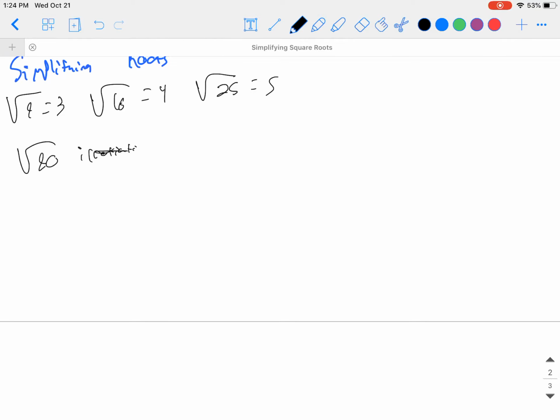Remember, this is irrational because if we take this square root and put it into the calculator, it is not expressible as a fraction, and it is a decimal that does not end. So, in order to simplify this, we must first list out the factors of 90. The factors of 90 will be any two numbers that will multiply to 90.